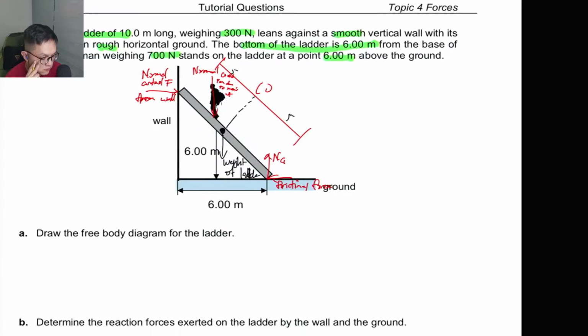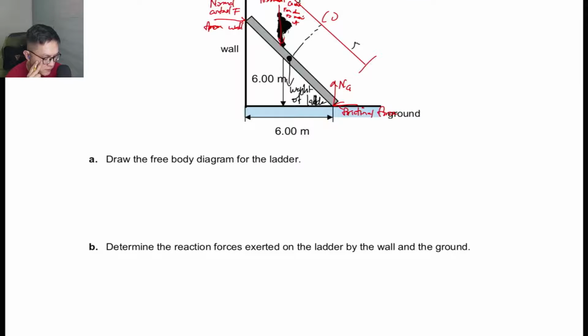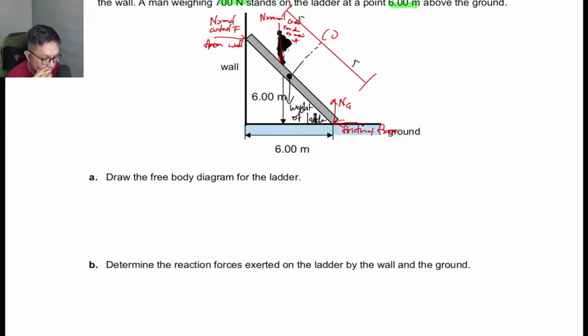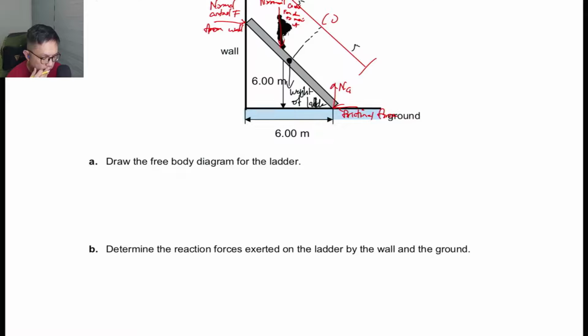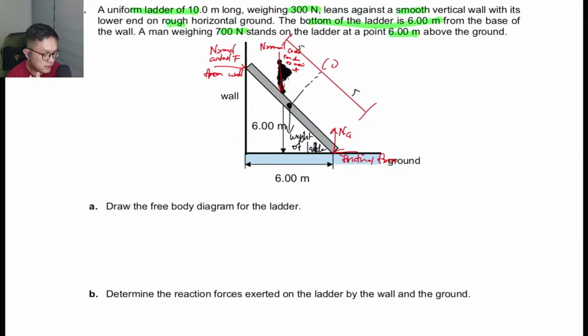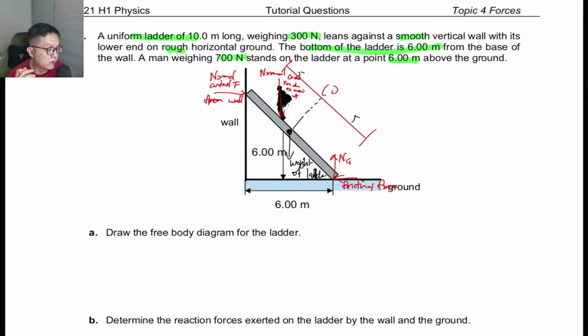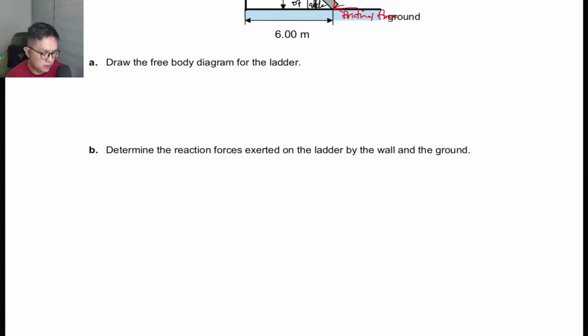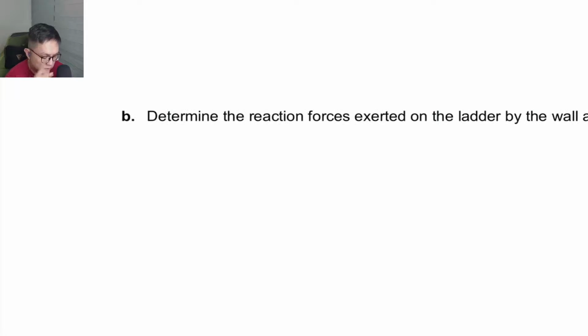Let's try to do this together. We are supposed to determine the reaction forces exerted on the ladder by the wall and the ground. We're going to make use of the two conditions. Because this ladder is not moving, this is what we call static equilibrium. In static equilibrium, we have two things we can use.